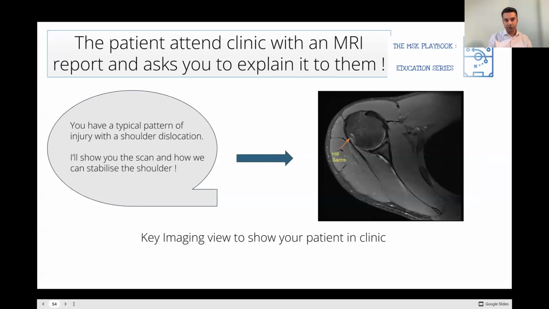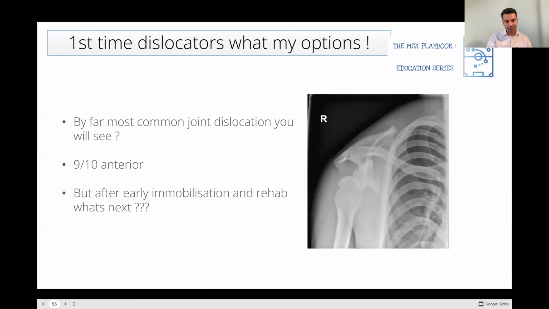And I promise you, by the end of the module and the course, you'll be able to say, look, I've got your report here. We're going to show you a couple of images from the actual scan. But actually, when I looked at your scan and your report and how you're examining, you've got a very typical pattern of injury with a shoulder dislocation. I'm going to show you the scan and hopefully help you stabilize the shoulder. And if we need to do anything else, we're going to discuss this. But we've got a plan here. We've got the images and we're going to go through it.